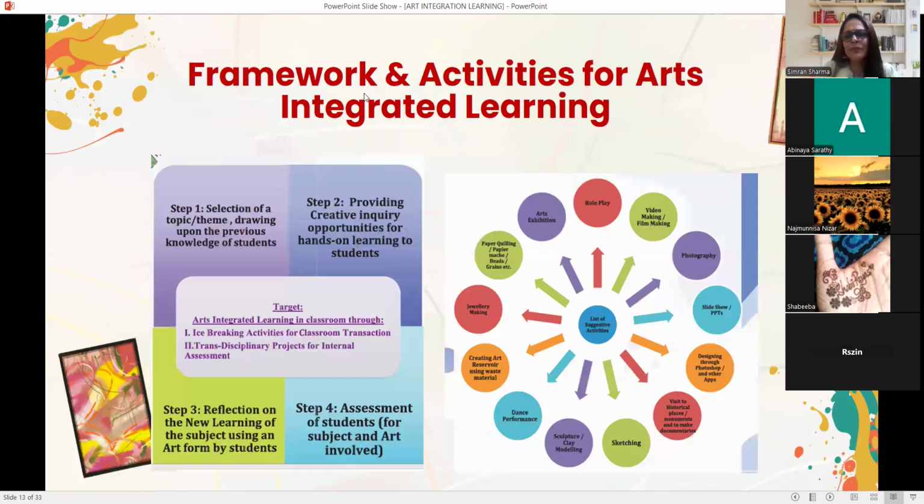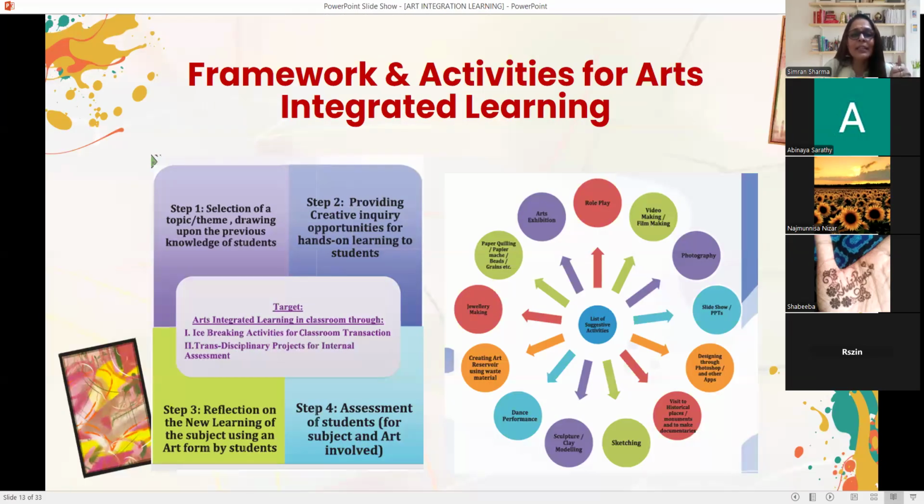So what is the framework and activities for art integrated learning? It has 4 steps. First of all, you will select a topic. How are you going to select? Based on their previous knowledge. You cannot give them a topic which is totally new and they don't have any idea about it. The activity has to be based upon the previous knowledge of the student.